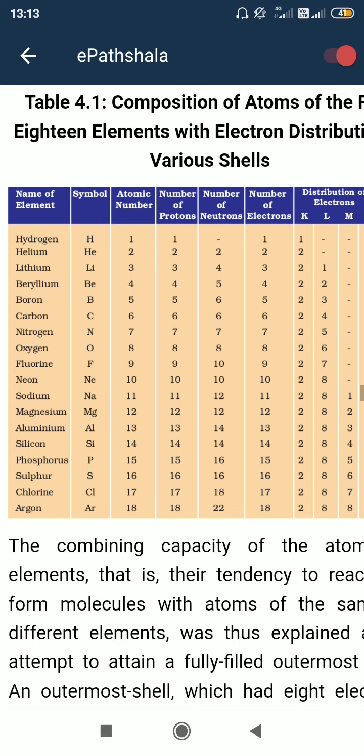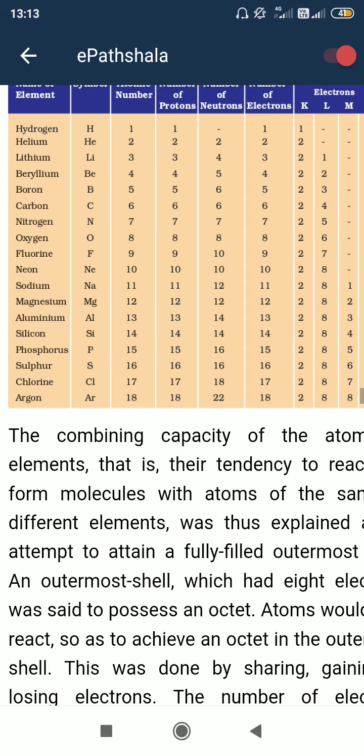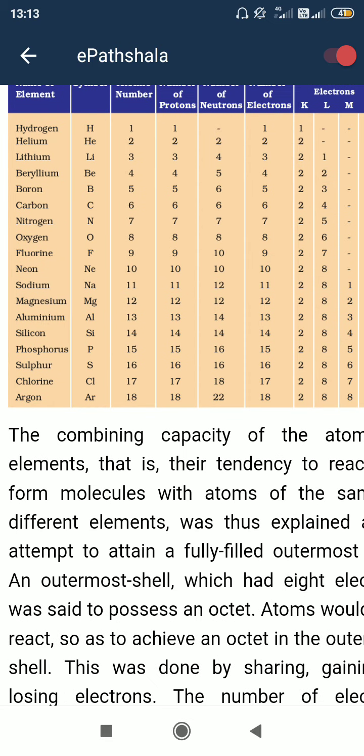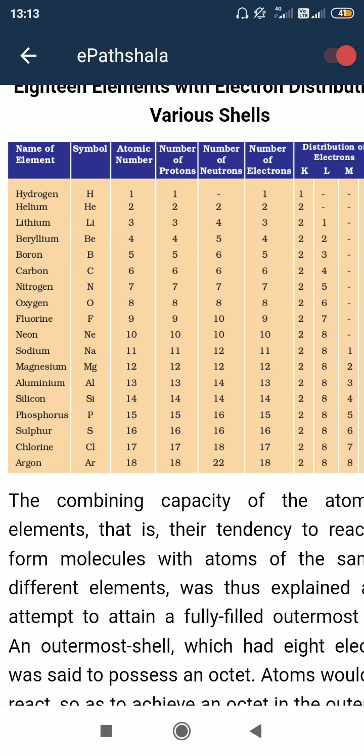So in a neutral atom, the electron and proton count is the same. Like in chlorine the atomic number is 17, so the number of electrons is also 17. Okay, here it is written atomic number.